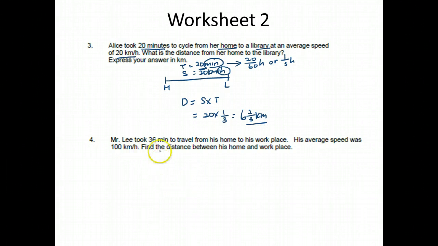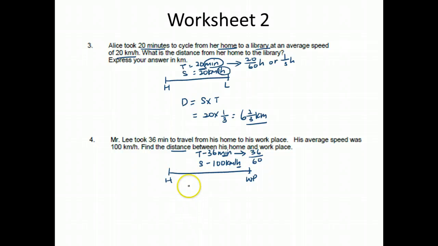Mr. Lee took 36 minutes to travel from his home to his workplace. So if I want to draw this, I can draw from home to workplace. My time taken, 36 minutes. My speed given, 100 kilometers per hour. I want to find distance. So let's now look at the units again. I have minute and hour. So I need to change my minute to hour. I get 36 out of 60. I want to find distance. Speed times time. Speed is 100 kilometers per hour. My time is 36 out of 60.